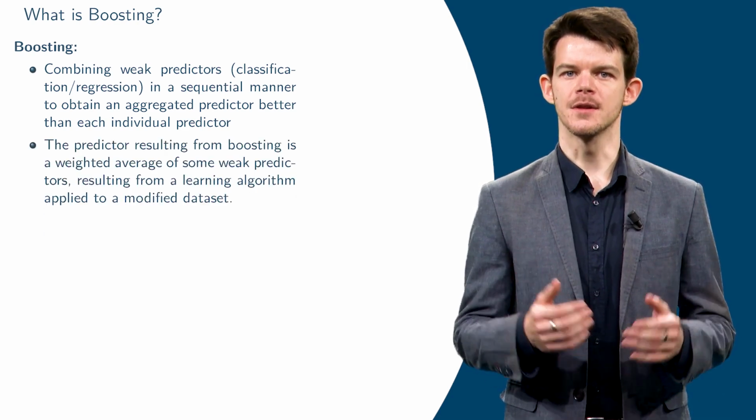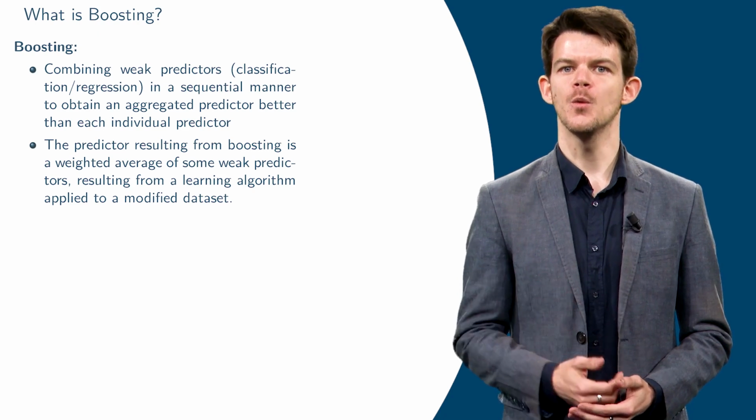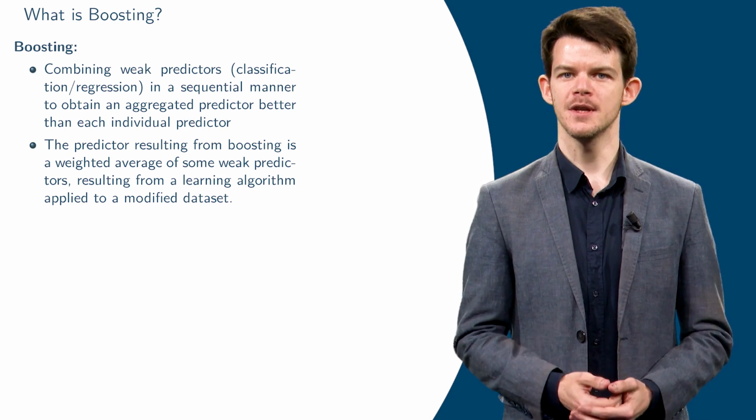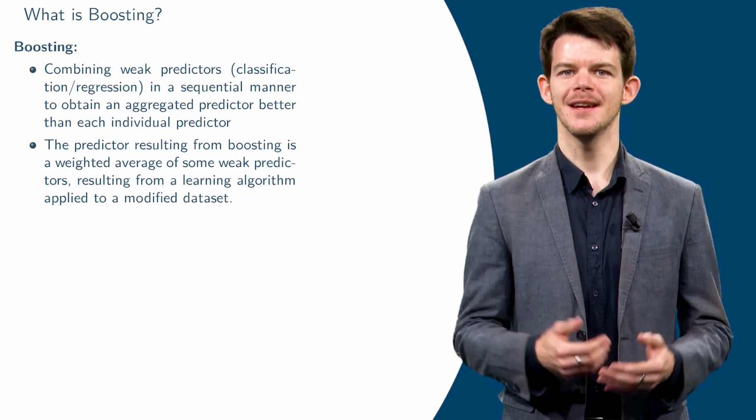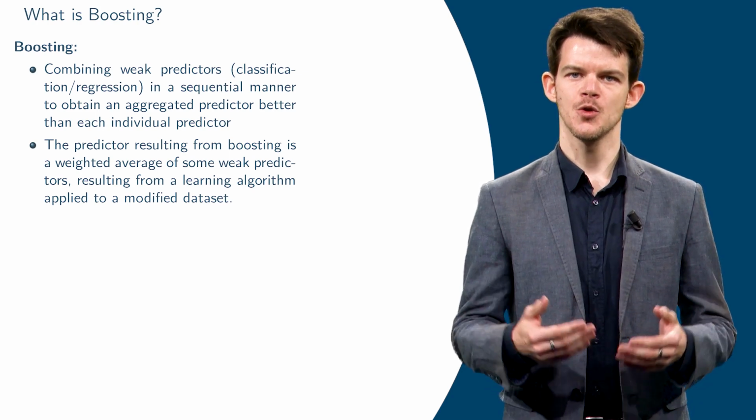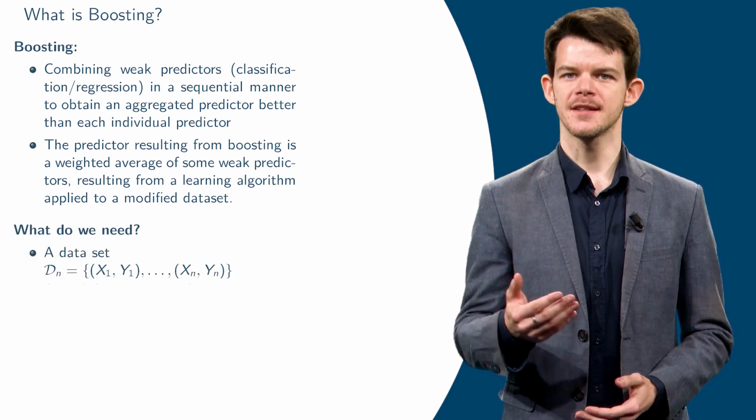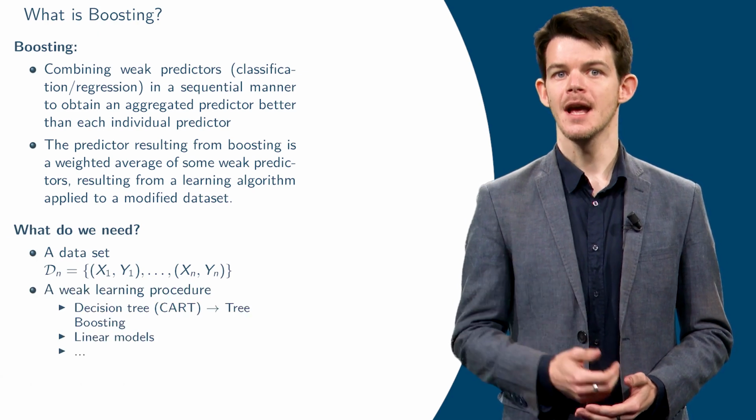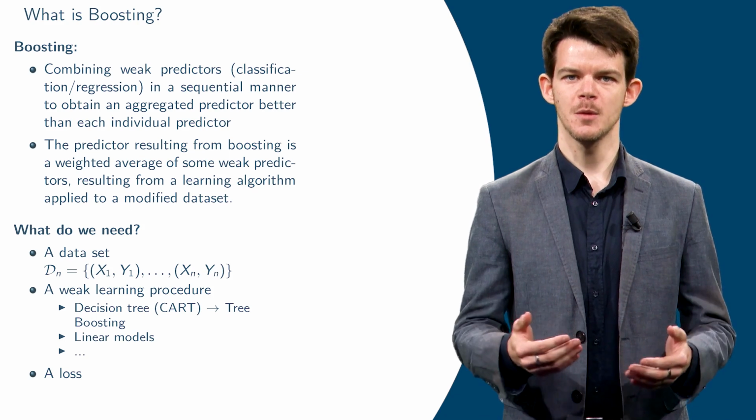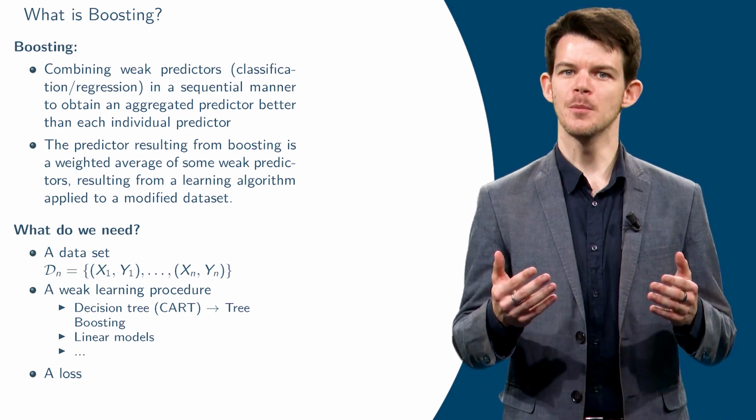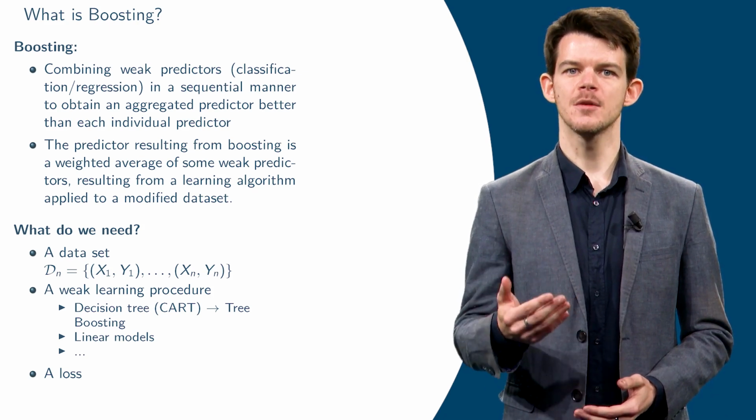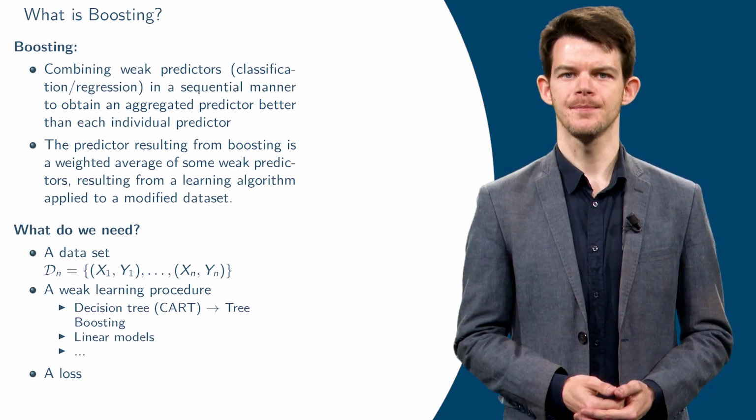The predictor that results from boosting is nothing more than a weighted average of the individual predictors, where each of the individual predictors has been trained on a modified dataset compared to the original dataset. To apply a boosting method, we need a dataset Dn, a training procedure, and a loss. In the following, we will choose decision trees as a learning procedure. But boosting is a more generic method which can be applied to other predictors, for example, linear predictors.